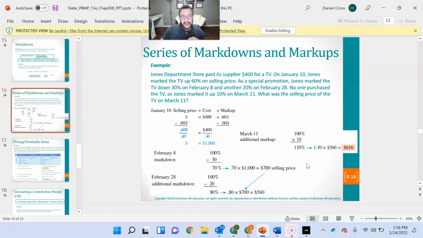Okay, so series of markdowns and markups. This is just keeping track of stuff, right? You just got to keep track of what's going on. This can get kind of confusing.